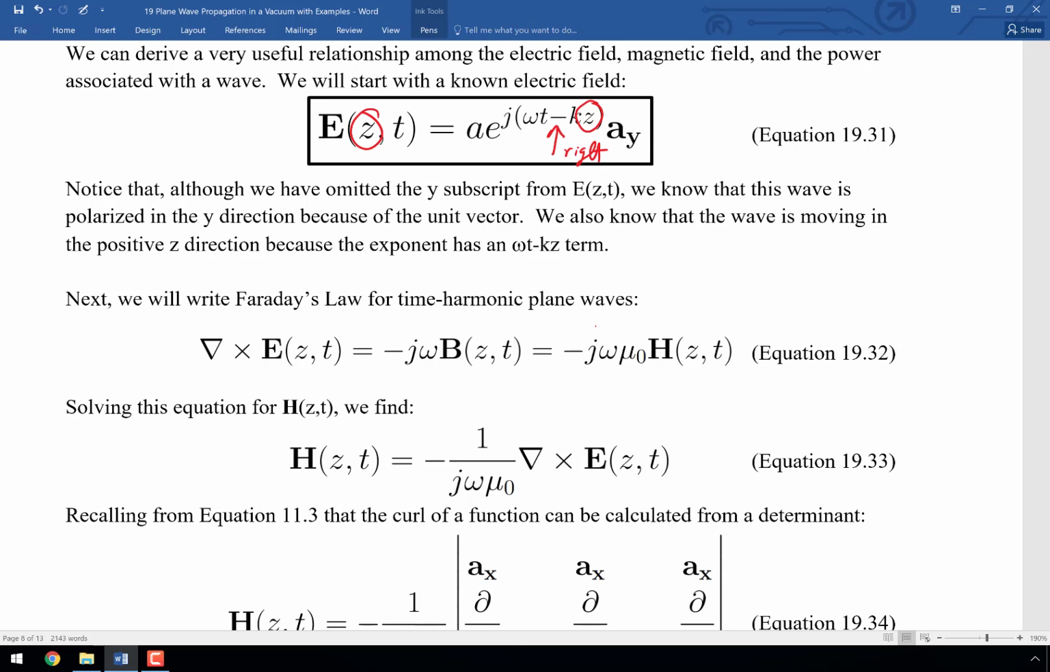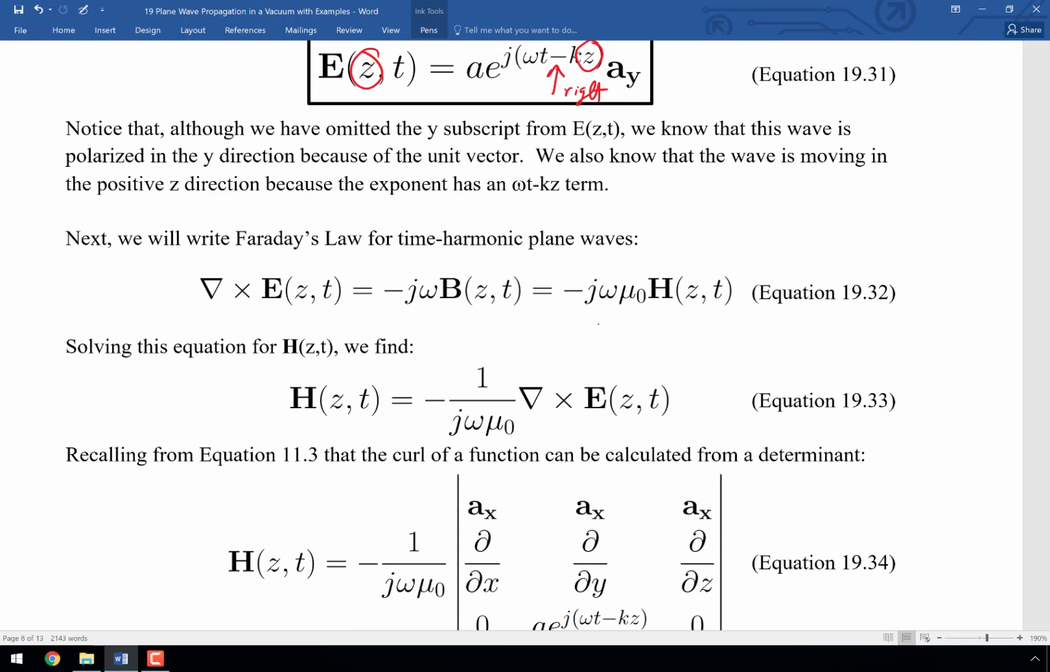We've already talked about time harmonic plane waves, and we've talked about Faraday's law. We saw that we can put them in phasor form, and this is the phasor form of that. In particular, I'm going to use this equation right here, the relationship between these two. If I wanted to solve equation 19.32 for H, I'm going to have a minus 1 over j omega mu sub 0 times the curl of E.